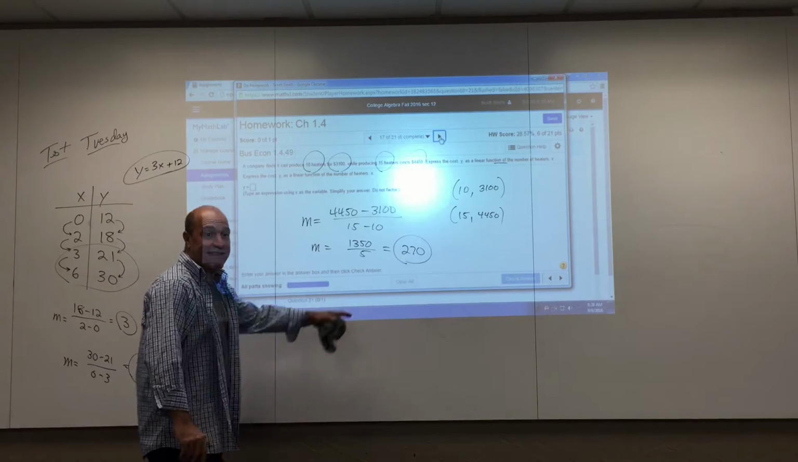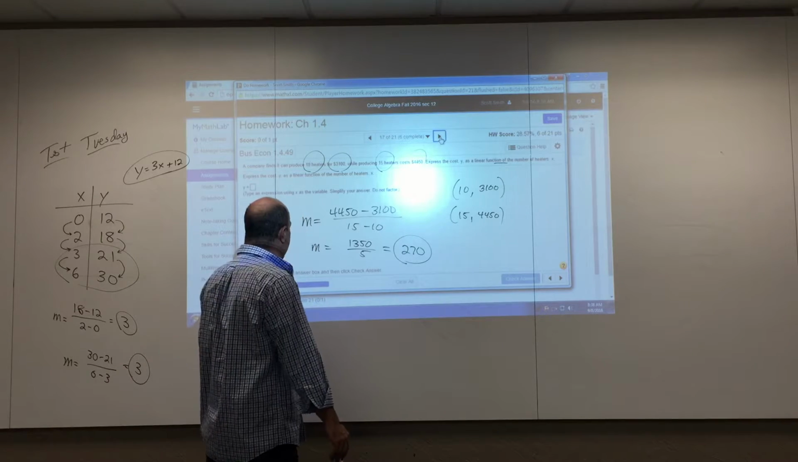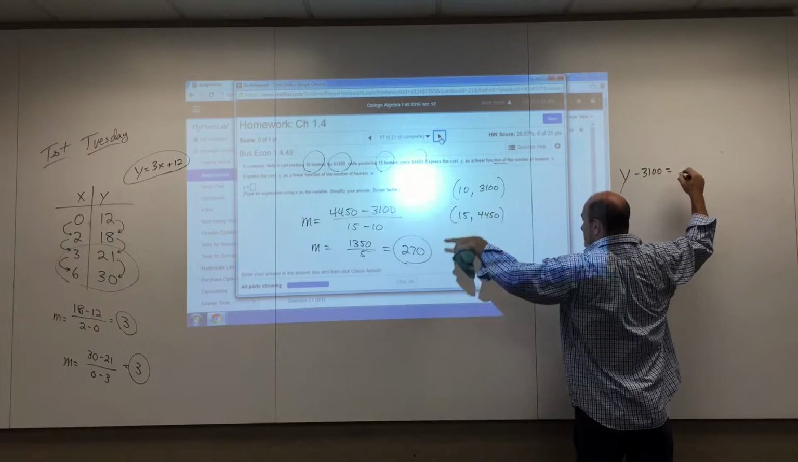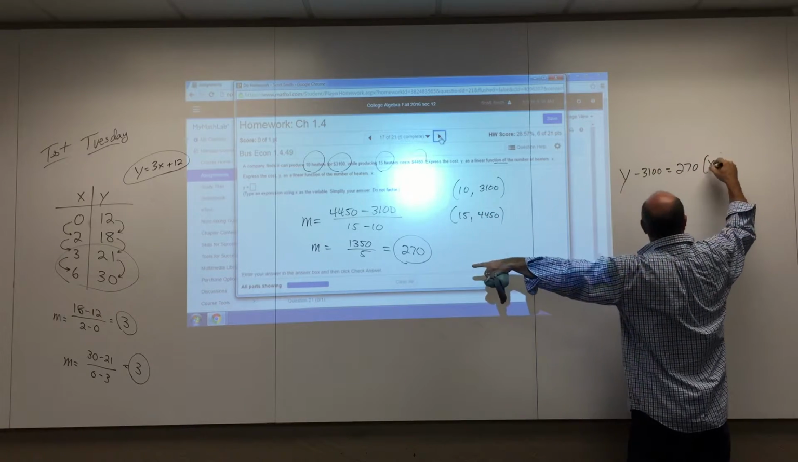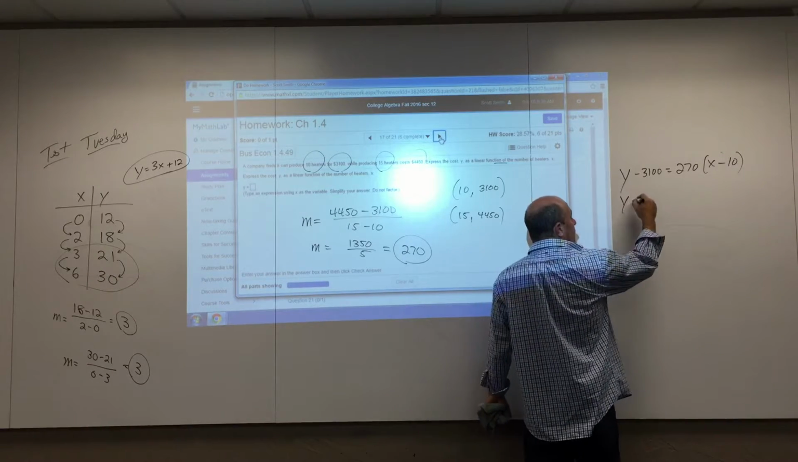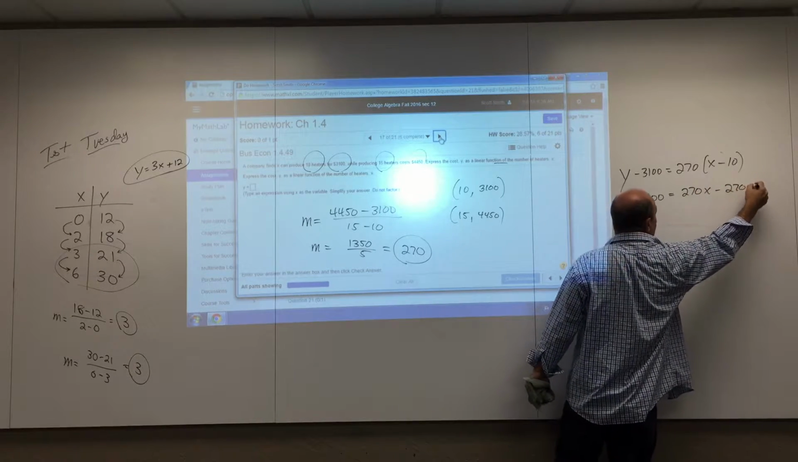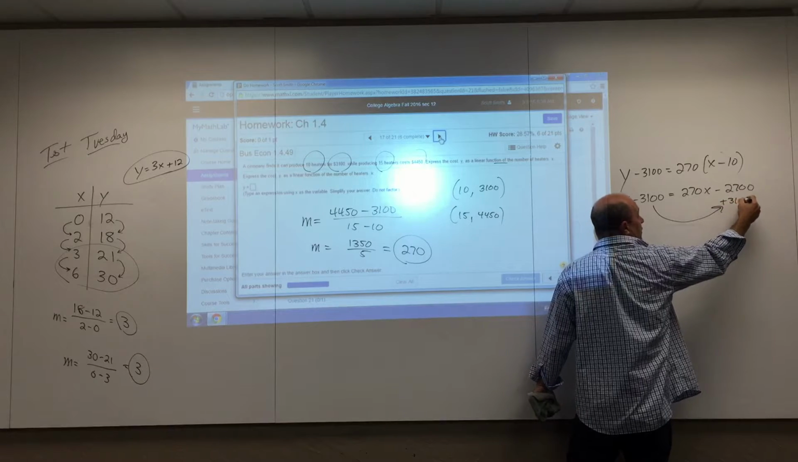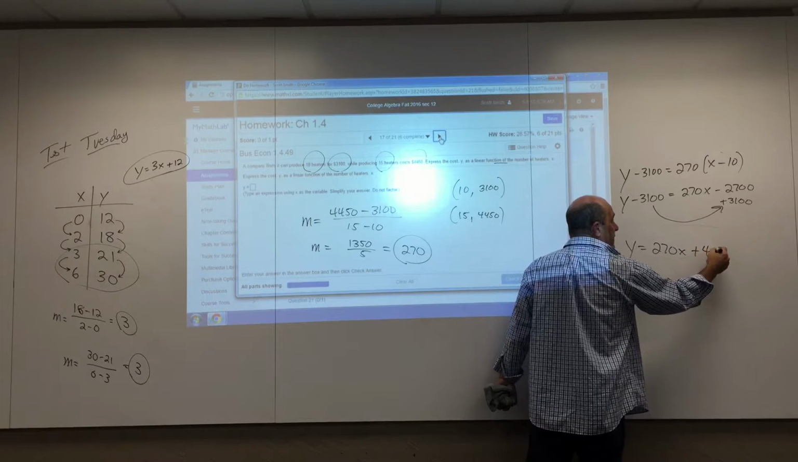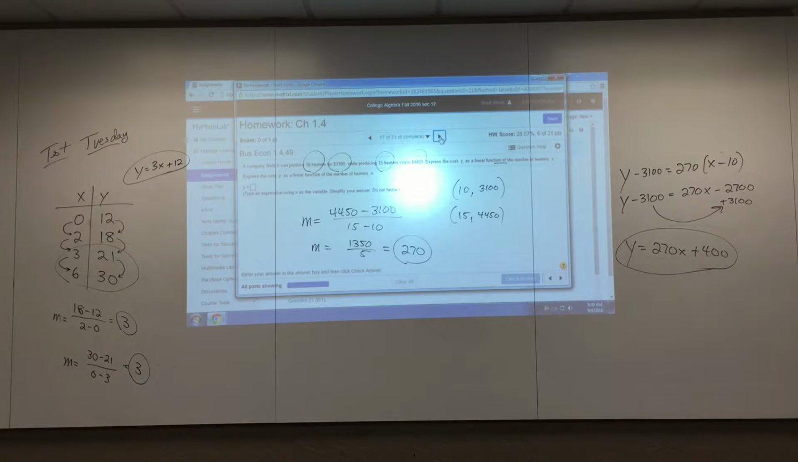What do I do? Now I've got the slope and a point. I do my point-slope formula. Same old thing. y minus 3,100 equals the slope 270 times x minus 10. Yeah, that'll work. Real quick, that's y minus 3,100 equals 270x minus 2,700. I'll be adding the 3,100 over here, and there we go. Cool. I could type that in, but I won't even bother. I'm pretty sure I'm right.